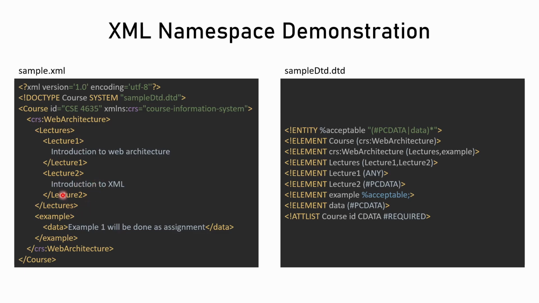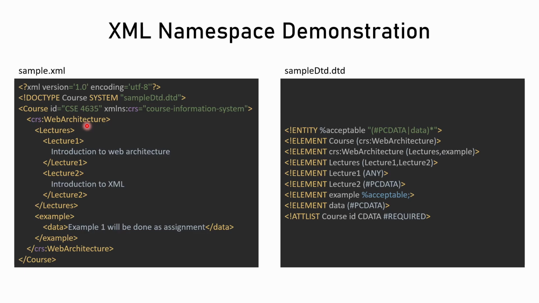Now, what will happen is if we have some separate XML file, which has the same web architecture element, but performs some separate purpose, if we append it to some other namespace, then that element will become different from this web architecture element, okay? And so there will be no question of ambiguity anymore.